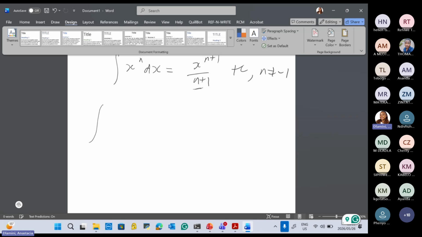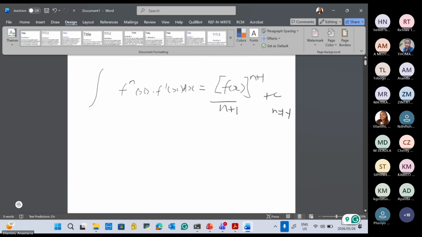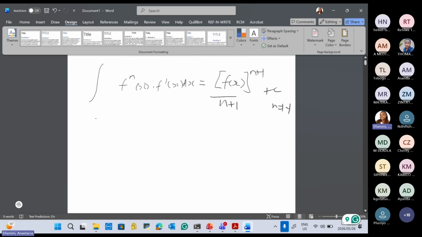Now, there's another one that we need to recap on. We say that if we are integrating a function to the power of n, f of x, times the derivative of a function, dx, then the integral of this is actually equal to f of x to the power of n plus 1 over n plus 1 plus c. Remember that n should not be equal to -1. Do you remember that? Yes, ma'am. Thank you. Now we said when we're integrating the derivative of a function over the function itself, dx, then this is equal to ln of f of x plus c. Are we all together? Yes, ma'am.